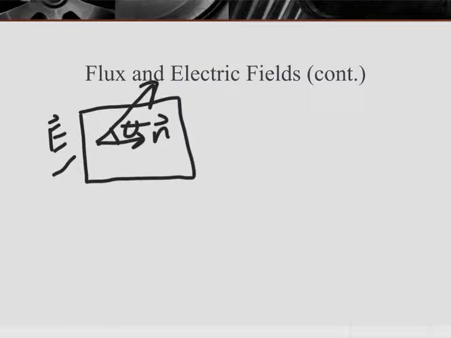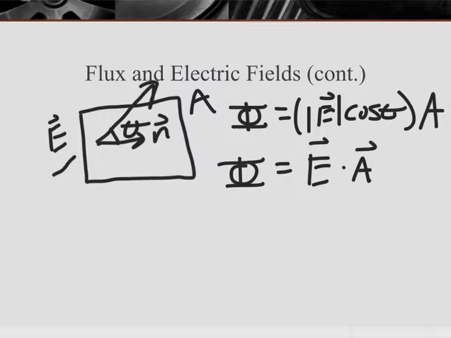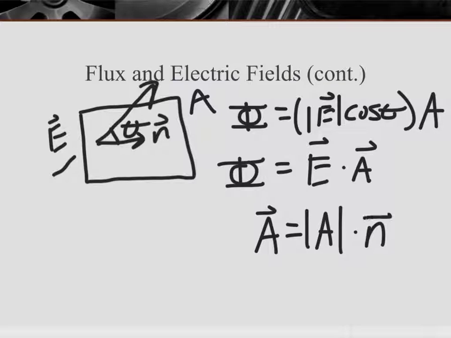Now consider E going through our area at an angle theta. We want to know the amount of E going through A. So that would be the perpendicular part of E that's perpendicular to A. So then our flux is the magnitude of E times cosine of the angle times the area. And if you notice, since E is a vector, we can write A as a vector using the normal vector. We can write the flux as E dot A, where A is our magnitude, our area, times the normal vector.